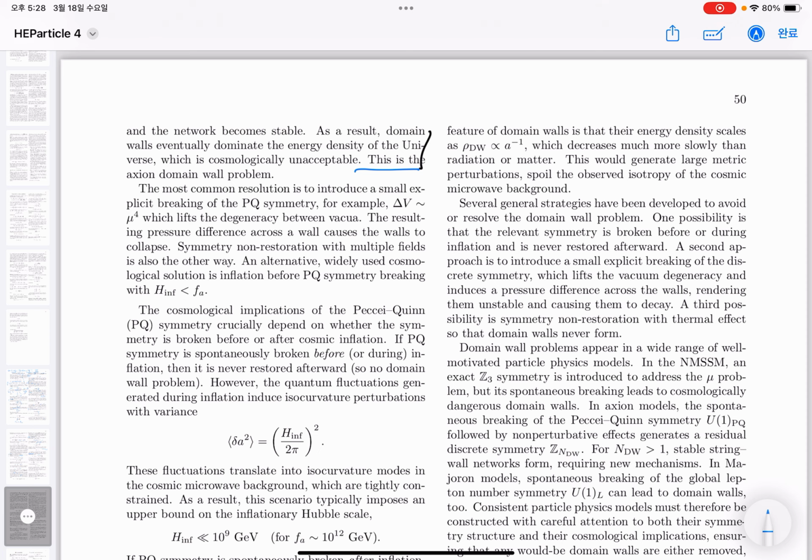The most common resolution of this axion domain wall problem is introducing a small explicit breaking of the Peccei-Quinn symmetry. For example, this makes a potential bias between the different vacua and makes the domain wall unstable.